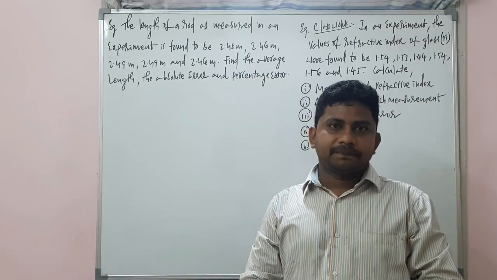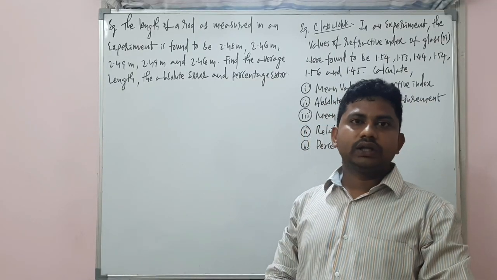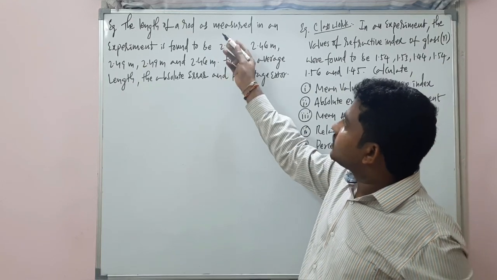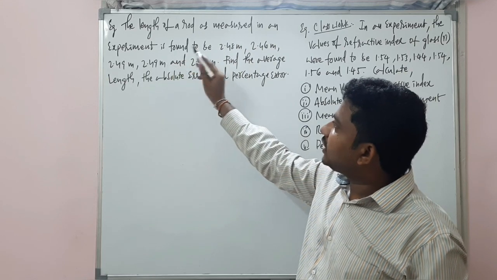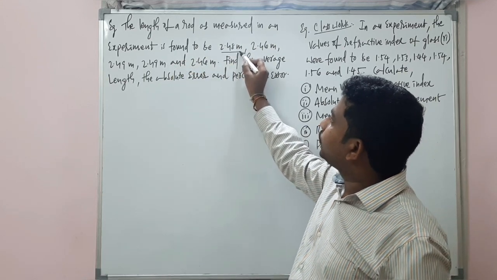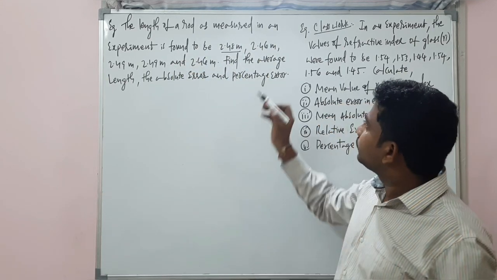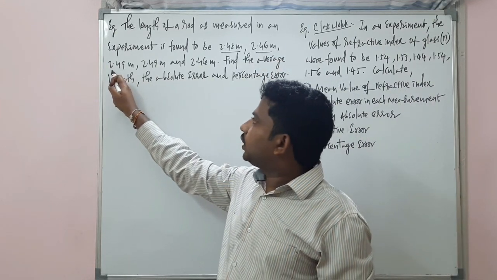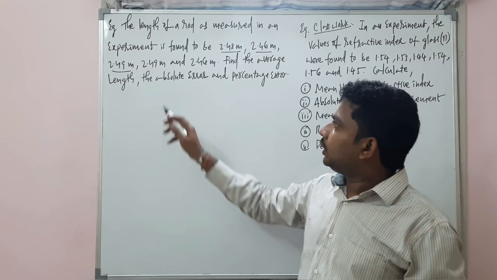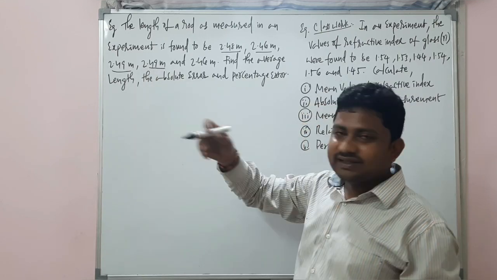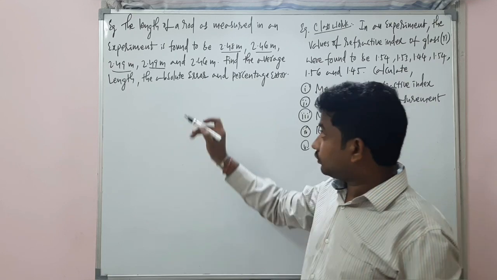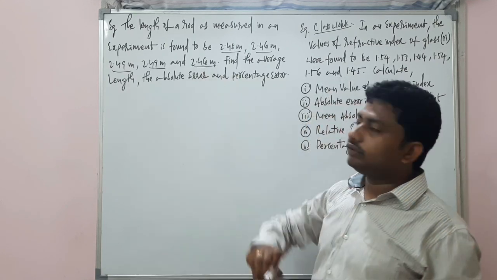Alright, my dear students, let's have a look at the basic numerical. The length of a rod as measured in an experiment is found to be 2.48 meters, 2.46 meters, 2.49 meters, 2.49 meters. These are individual measurements. So this is another individual measurement.